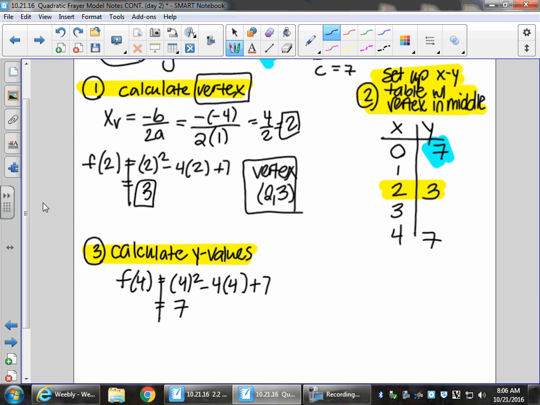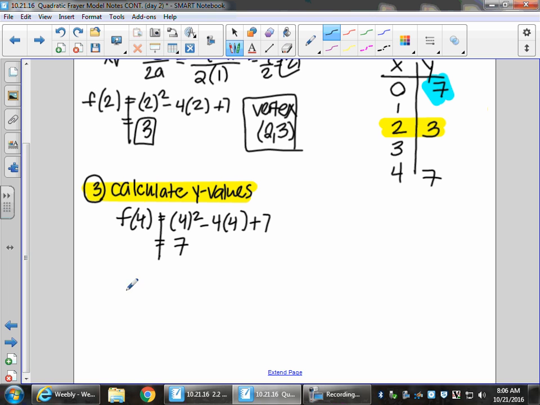So do we want to do f of 1 or f of 3? F of 1. So let's do f of 1. So that'll be 1 squared minus 4 times 1 plus 7. Tell me what you get. Again, at a minimum, I want to see the setup, and then you can use your calculator.